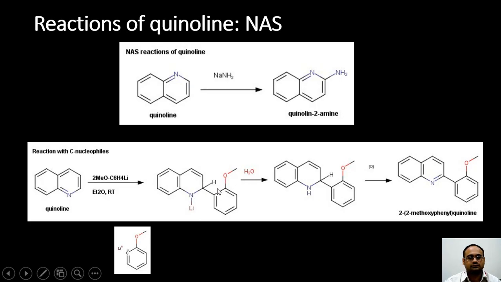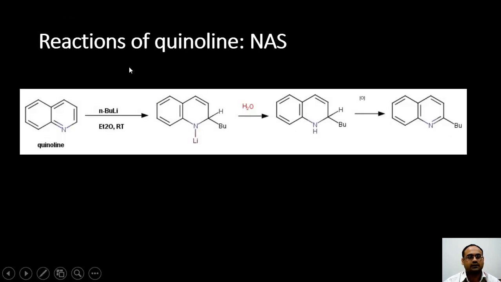This can react with water and you will get a hydrogen here. So we get the addition product, the nucleophile adds here, but to retain the aromaticity of this ring, a proton is lost from here. To retain the aromaticity of the ring, cyclization takes place to give us 2-methoxyphenyl derivatives of quinoline.